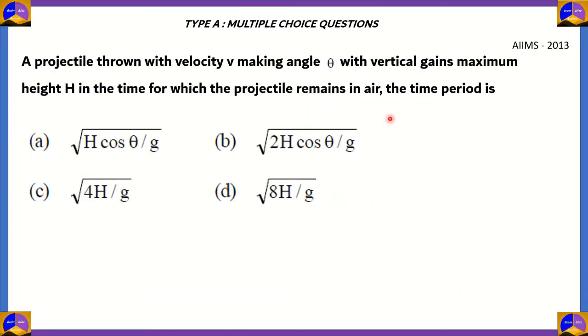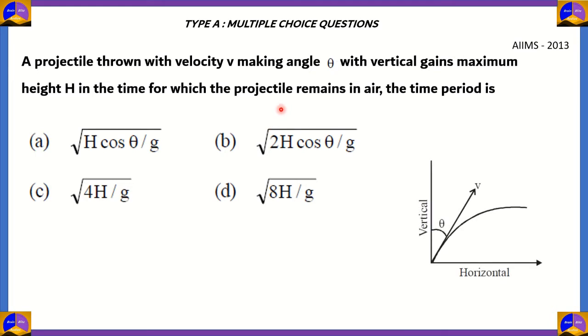A projectile is thrown with a velocity v, making angle theta with the vertical surface, and it gains maximum height h in the time for which the projectile remains in the air. You need to find the time period of this projectile. So, how do we solve this question?